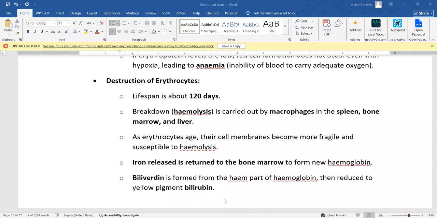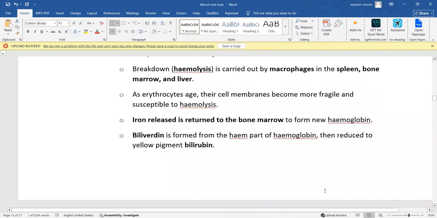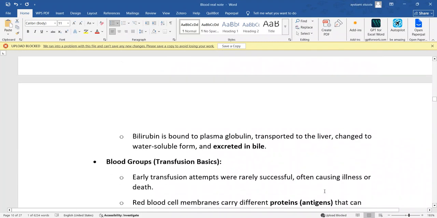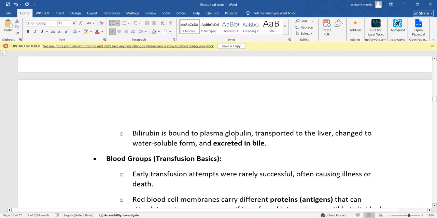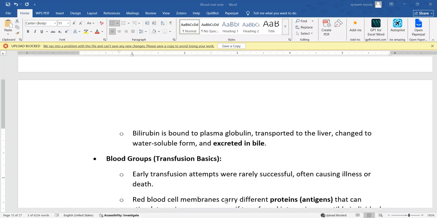There are other things that are released from the breakdown of blood. We have biliverdin, and this biliverdin is reduced to bilirubin. So actually, the bilirubin is produced from hemoglobin of red blood cells. Bilirubin is bound to albumin, transported to the liver, changed to a water-soluble form, and excreted in bile.